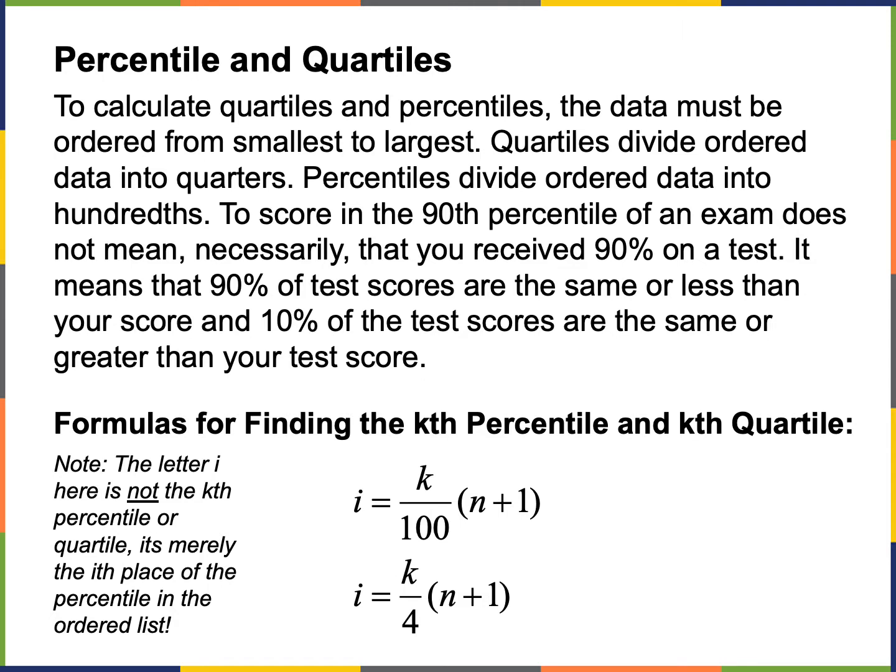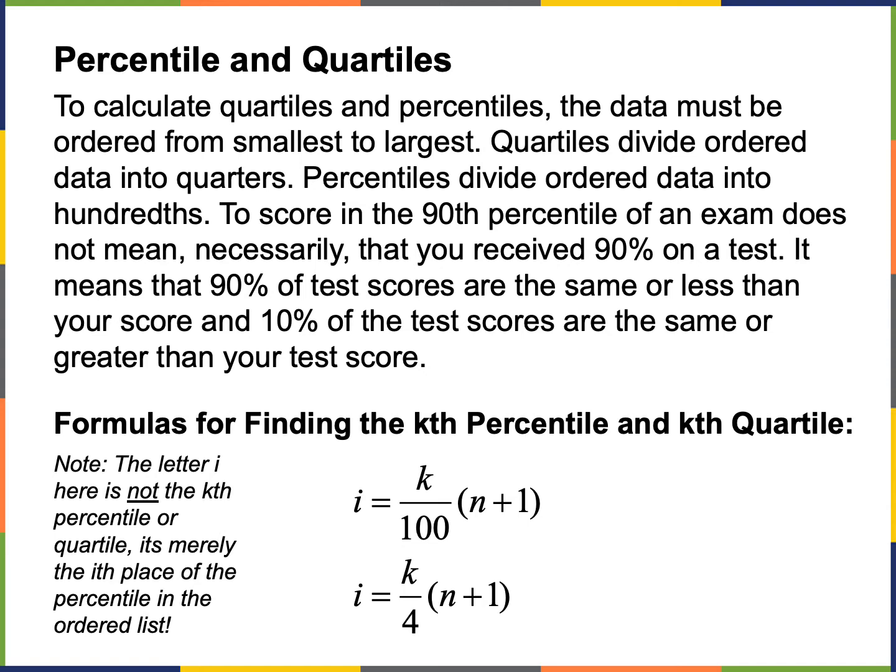Okay, so where would we be without formulas? The formulas to find percentile and quartile are here. Find the position of the percentile that we're looking for. If you want to find the 50th percentile, you would use the K over 100. 50 would be your K, and N is your sample size, and i represents not the percentile or quartile, but merely the position in the list, the ith place. This is the formula for percentile, K over 100, and K over 4 is quartile.